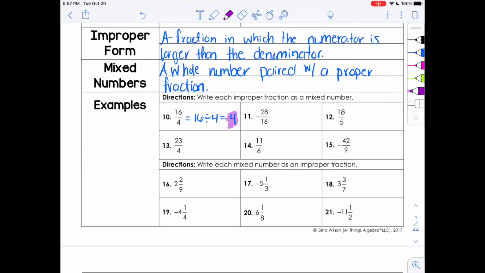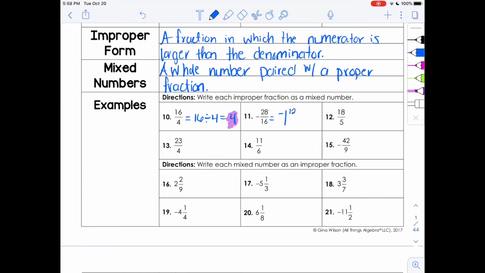We would do the same thing for number 11, but there's two differences on number 11. One of the differences is that this fraction is negative. The other difference is that 16 does not divide into 28 evenly like number 10 did. Because this fraction is negative, we want to make sure that our final answer is also negative. So we're going to keep that negative sign. 28 divided by 16. 16 will go into 28 one time, so that's our whole number, with 12 left over.